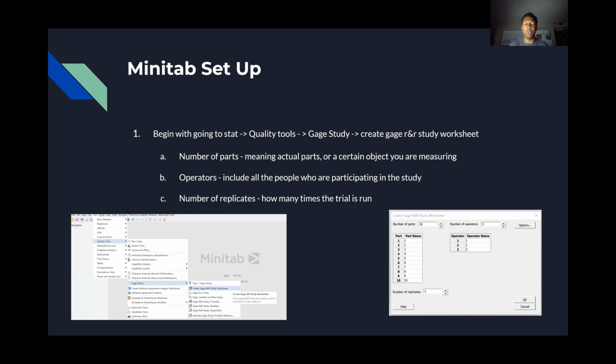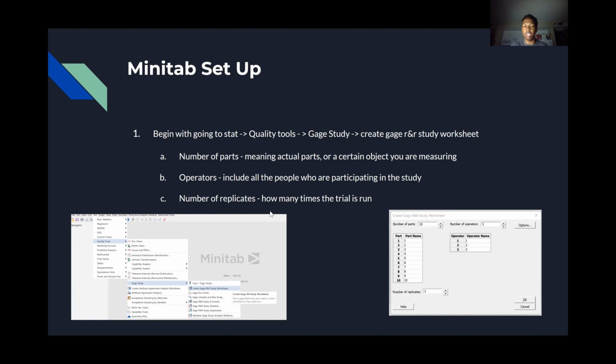The first thing we're going to do is open it up. We're going to go to Stat, Quality Tools, Gauge Study, and then Create Gauge R&R Study Worksheet. And that's what you're going to get right here. Follow this little pathway, and it's going to get the sheet to create a gauge R&R study.